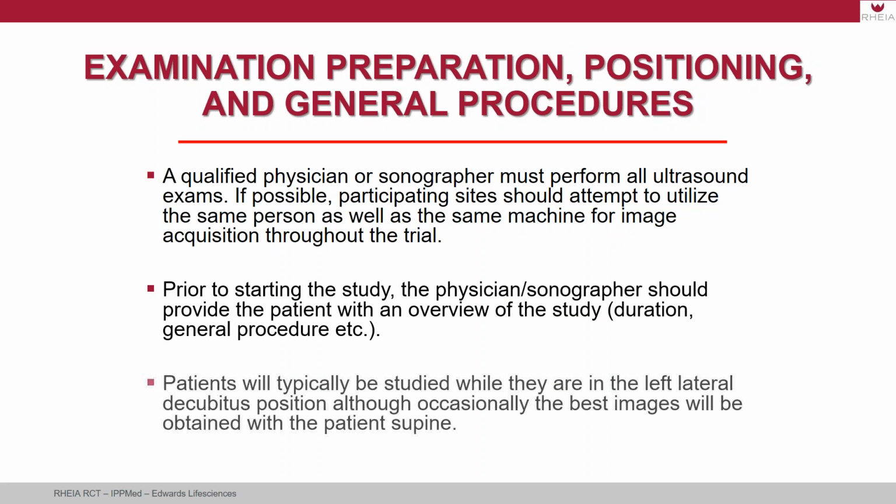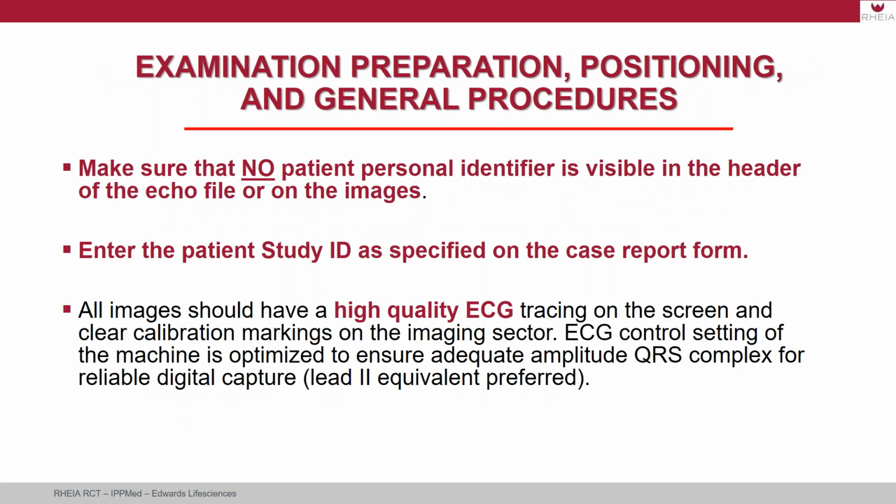Of course, you need to explain the procedure to the patient. Typically, we'll do the echo in the lateral decubitus position, so it's the general, usual procedure that you do for any echo. One thing that is important is that there is no patient personal identifier visible in the name of the echo file or in any of the images that are captured, so it needs to be anonymized. And it is important to enter the patient study ID that is specified in the case report form. We'll discuss the structure of the patient ID later on.